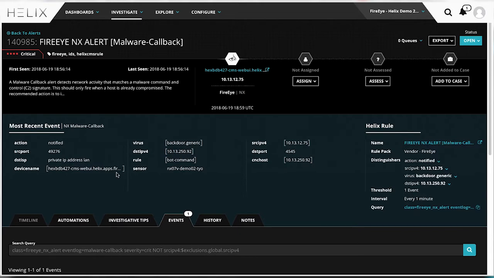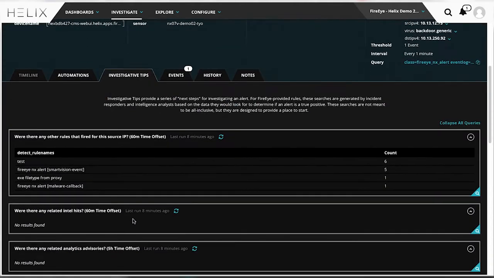Questions always get asked by an analyst when they're looking at an NX alert, or any alert it could be, and they really don't know what to do from there. So in this situation, we've got a virus, backdoor.generic, a destination IP, a source IP, a destination port, and some other information that would be called indicators of compromise. But what do I do from here? The analyst many times wants those questions answered. So in order to answer the now what, you want to go into investigative tips.